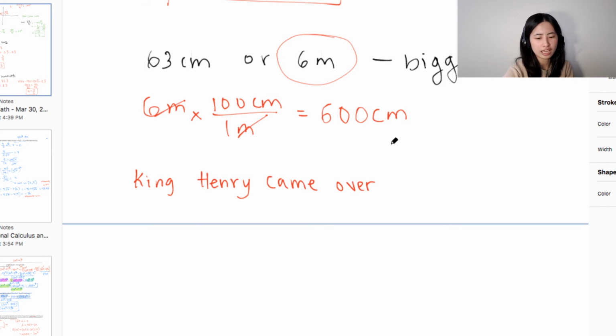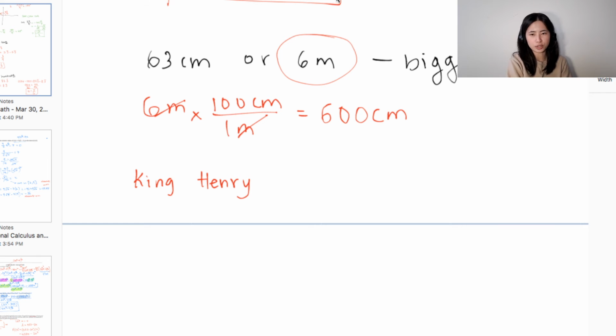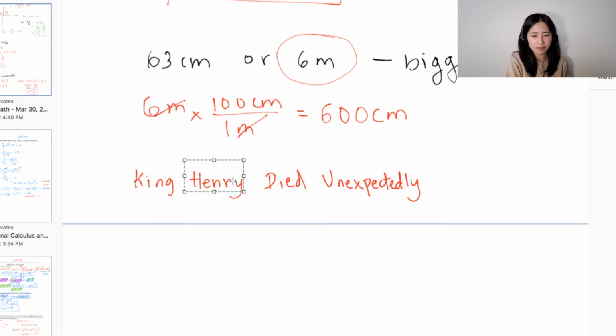For the mnemonic, it could depend on your teacher, but the way they introduce this, basically, King Henry died unexpectedly. This should be capital D, just so you know, and let me try to explain why. King Henry died unexpectedly drinking chocolate milk. I don't really use the mnemonic anymore because I pretty much remember this now.